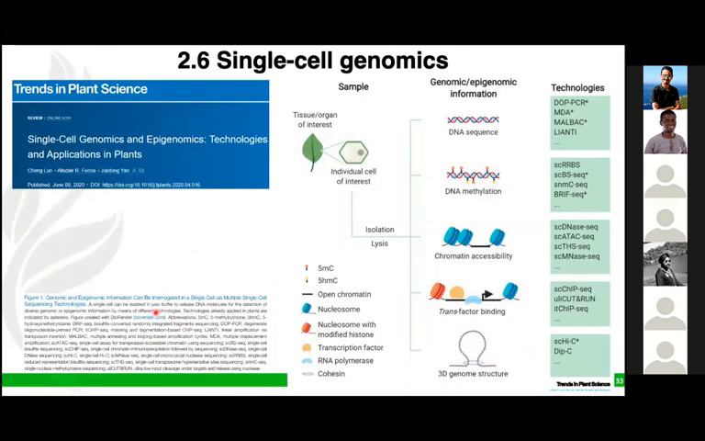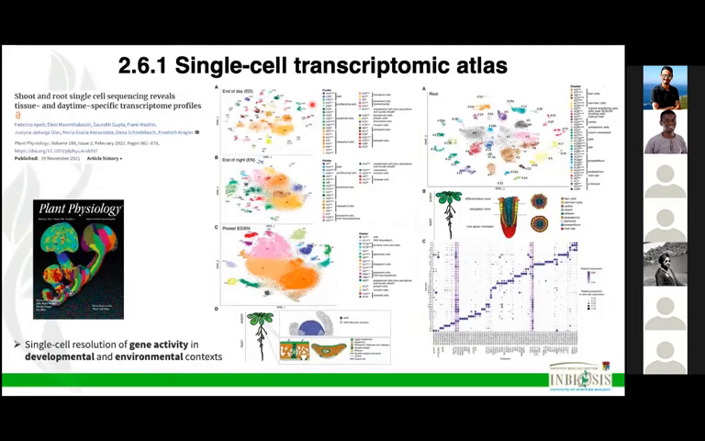Okay, and number 6 is single-cell genomics. These are some of the technologies used for different types of investigation on a single cell. So this is for plant single-cell genomics. You can have a look at this paper, which is quite a good review on single-cell plant genomics. A good example of single cell would be the transcriptomic atlas, and this is an article from a recent issue of Plant Physiology. You can see this issue is all on single cell.